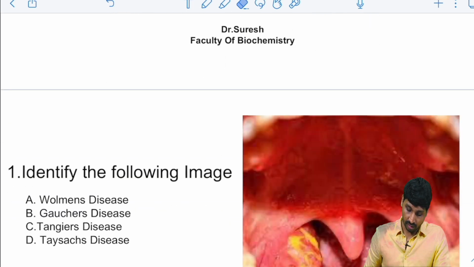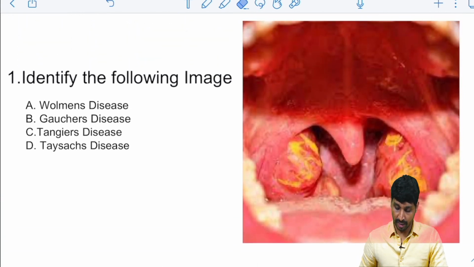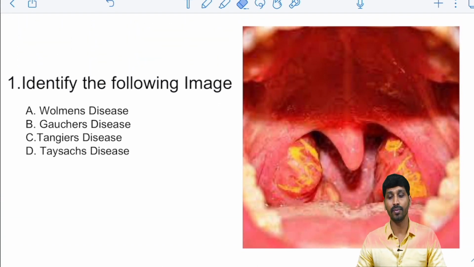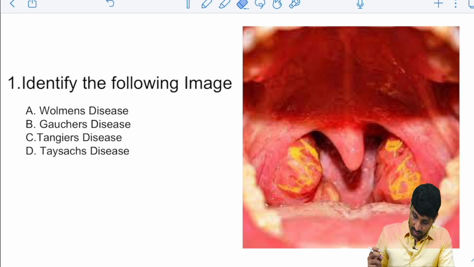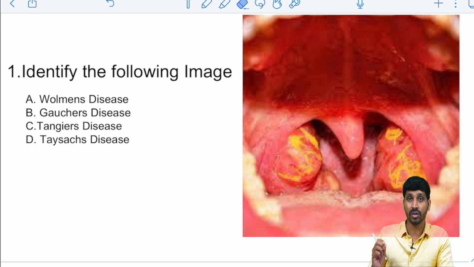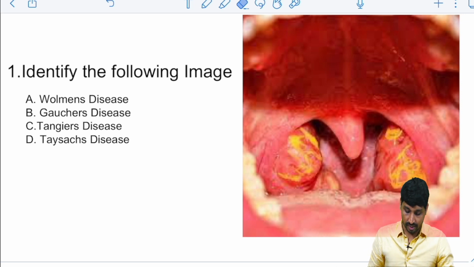So to begin with, the morning session, the first question is an image based question. What they have asked is, identify the following image. So what is this image? The image is orange tonsillitis, which you can make out from the picture, right? The options given are Ullmann's disease, Gaucher's disease, Tangier's disease and Tay-Sachs disease. These are the probable answers recollected and posted by students.